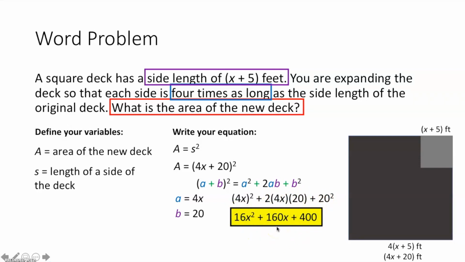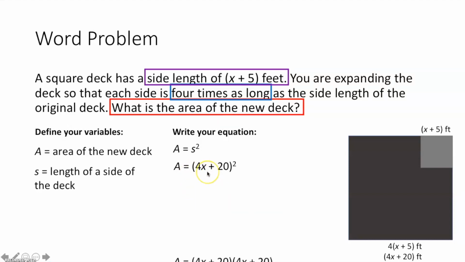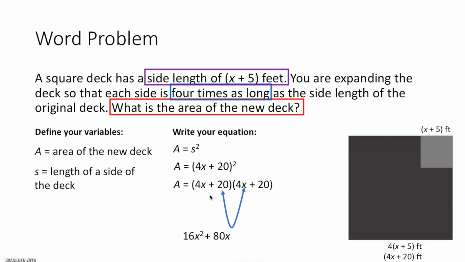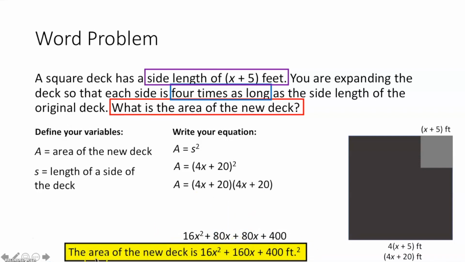But let's say you forgot how to do that. You again could just FOIL this out. Multiply the first terms together, the outer terms together, the inner terms together, and the last terms together, and then simplify. You end up getting the area of the new deck is 16x squared plus 160x plus 400 feet squared. Again, area needs square units. Don't forget that.